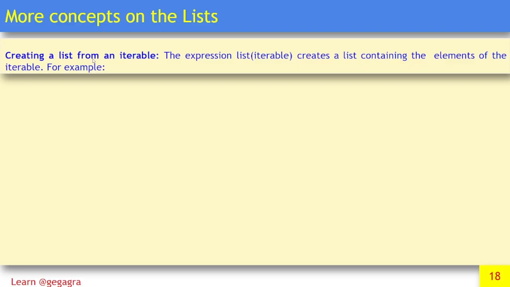See here, creating a list from any iterable. I have shown you the iterables from which I am going to create the list. There is a function called list, and list takes an iterable. Here I can give the iterable in the form of a tuple, a list, a string, or a dictionary as well. So it creates a list. So how does it create a list? Let's see.